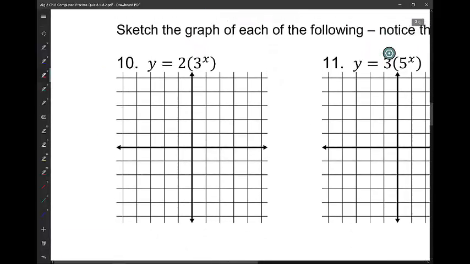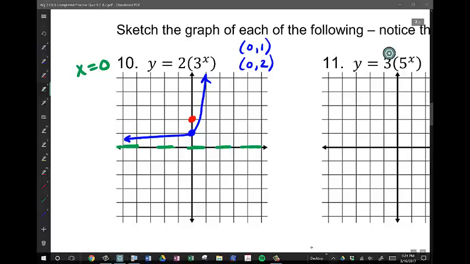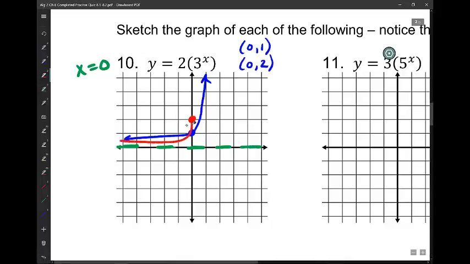Number 10, we have a vertical shift going on, and the vertical shift would be called a stretch, and that stretch is a factor of 2. So our original y-intercept is 0, 1. Our new y-intercept is 1 times 2, or 0, 2. So our 0, 2 is our intercept. Our axis of symmetry is still x equals 0, and the reason is x equals 0 times 2 is still x equals 0. So we're just going to have a steeper shift here, but it's still got a y-intercept at 2.